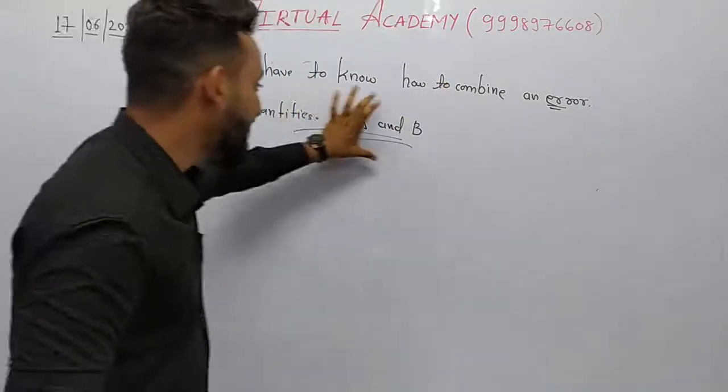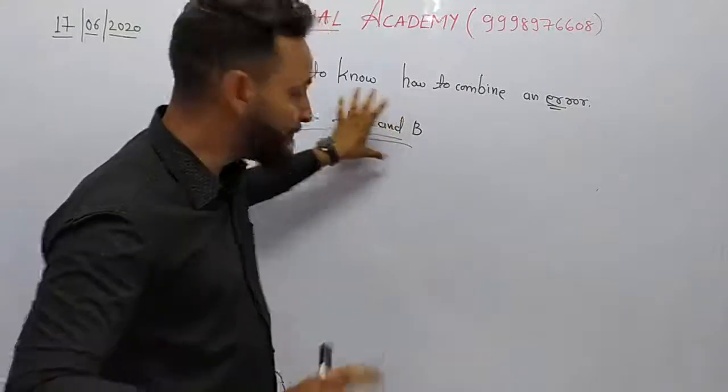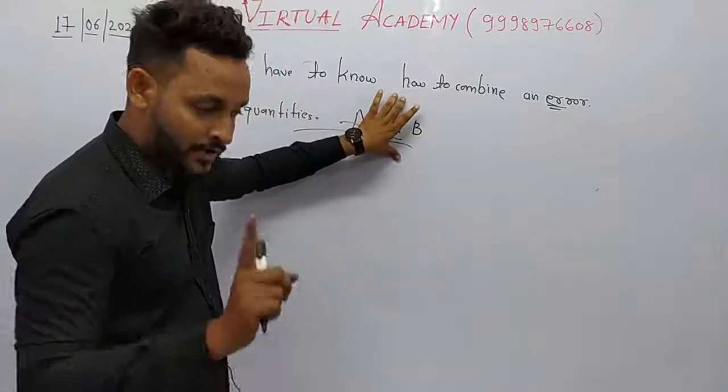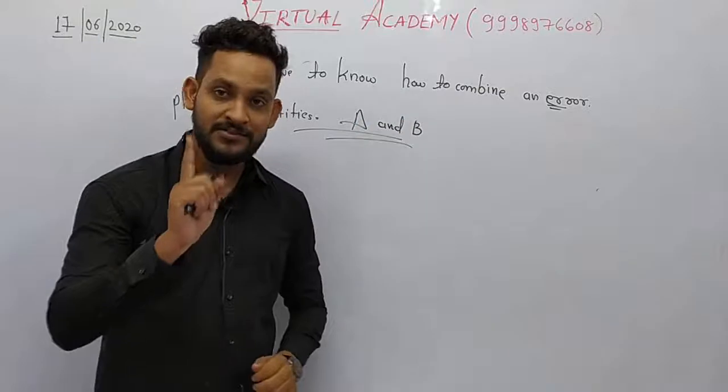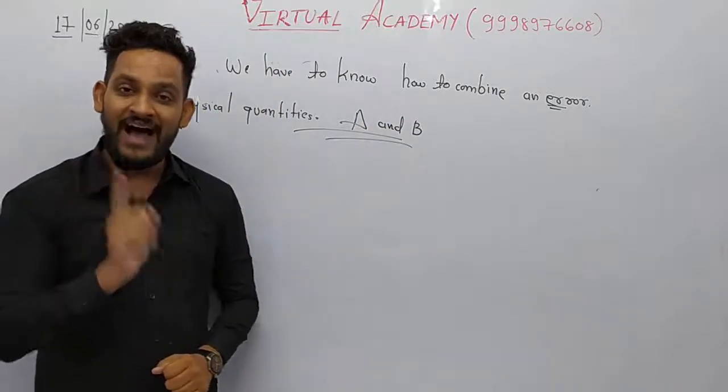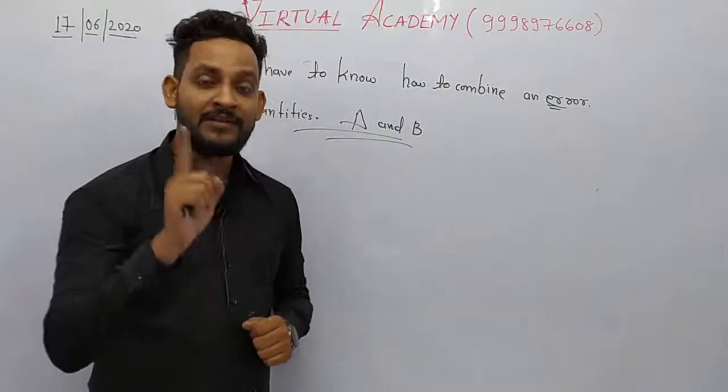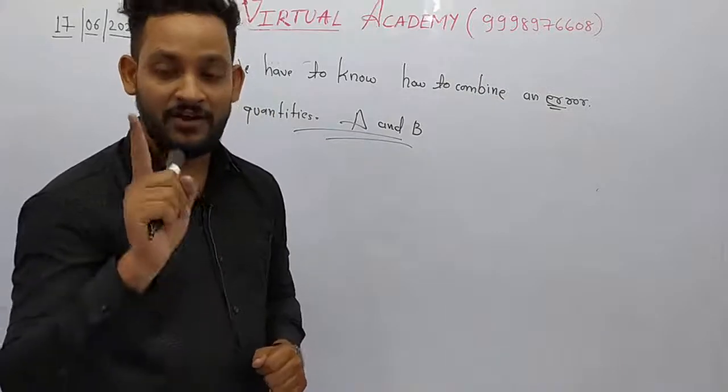Now, here we deal with 2 physical quantities, A and B. Now we are going to measure that quantity A and B. Now suppose there is any mistake, then it is an error. So first we have to deal with addition and subtraction of that error.